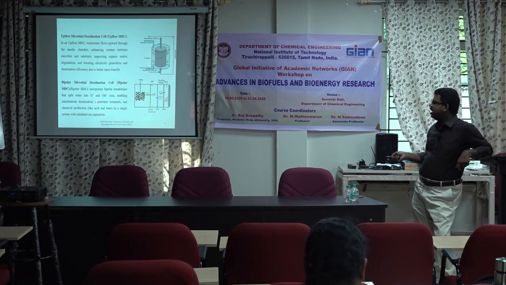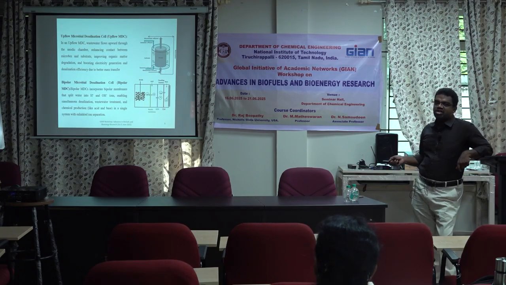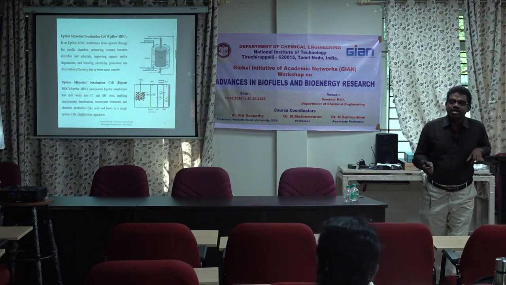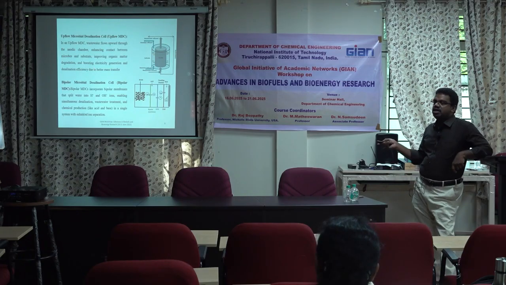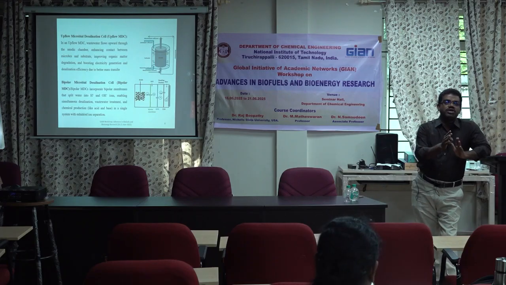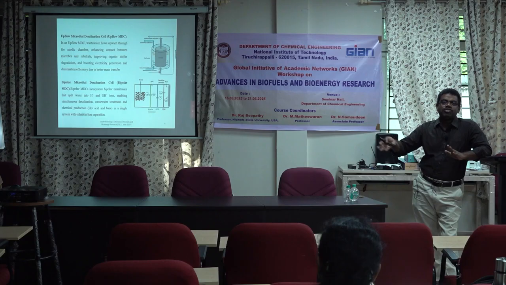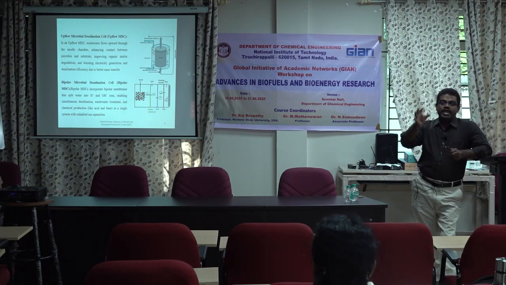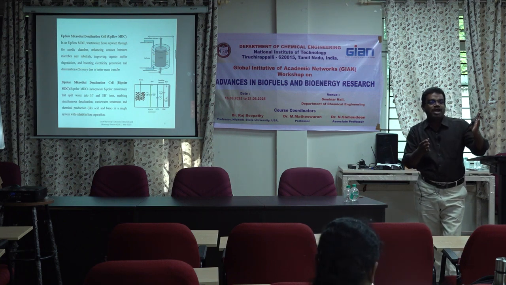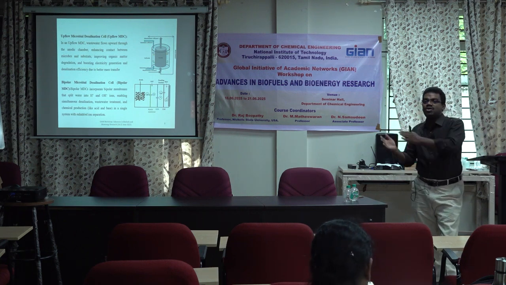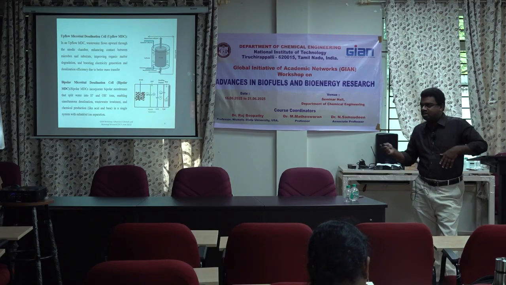Another type is the bipolar microbial desalination cell. In a microbial desalination cell, there is normally one electrode on the anode side and one on the cathode side. Here, one electrode itself acts as both: one side of the electrode acts as the anode and the other side acts as the cathode. This is another type.